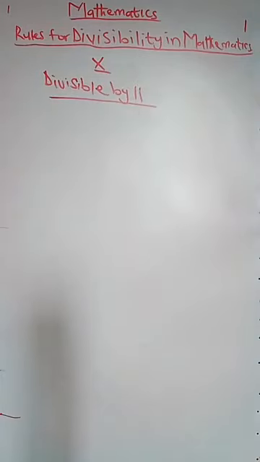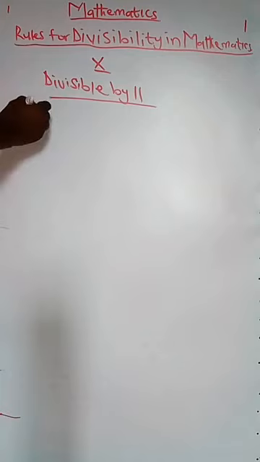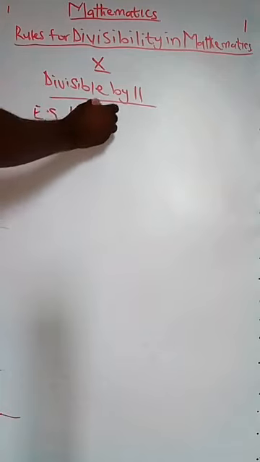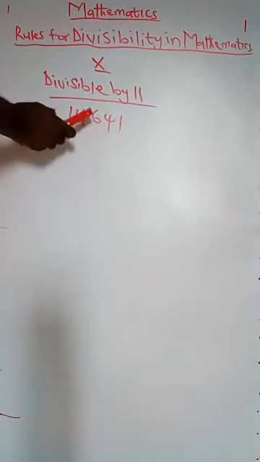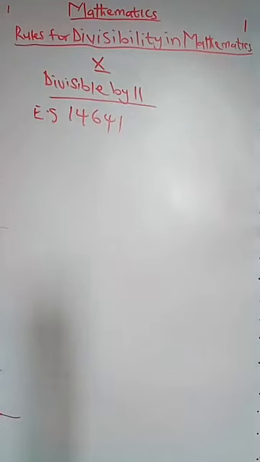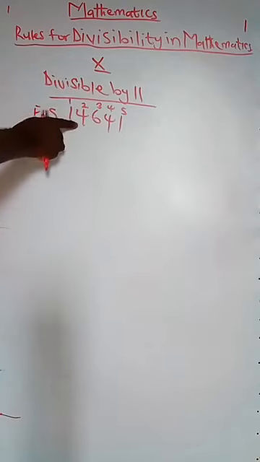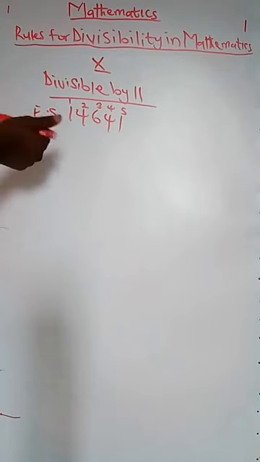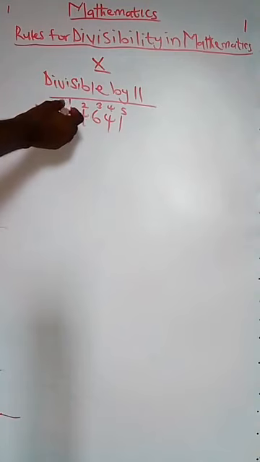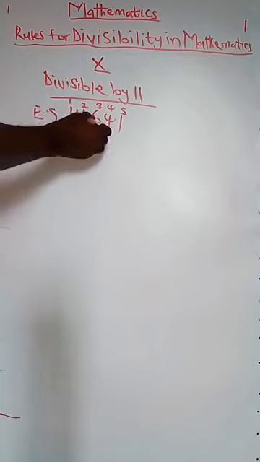A whole number is divisible by 11 if the difference between the sum of the numbers in the odd positions and the sum of the numbers in the even positions is 0 or a multiple of 11. Let's use 14641 as an example. To know if this number is divisible by 11, let's number it first. This is 1, 2, 3, 4, 5. We'll sum up all the numbers in odd positions first. So the numbers in odd positions are 1, 6, and 1.